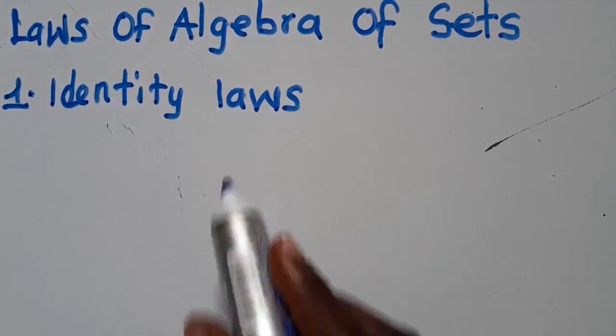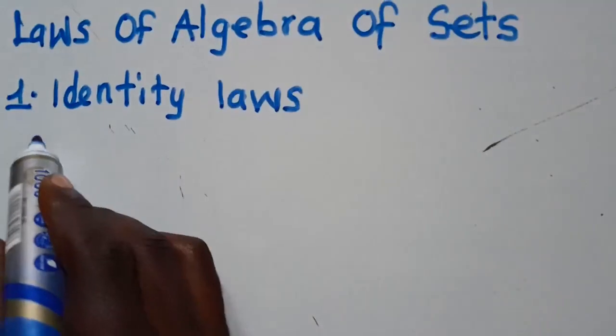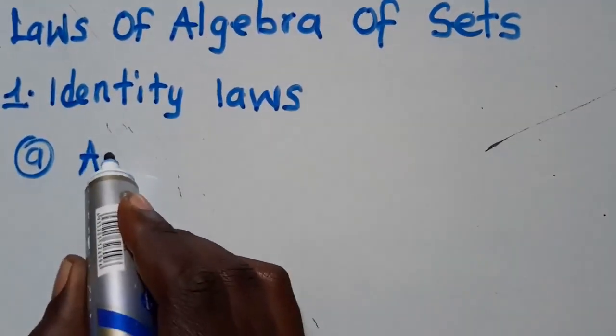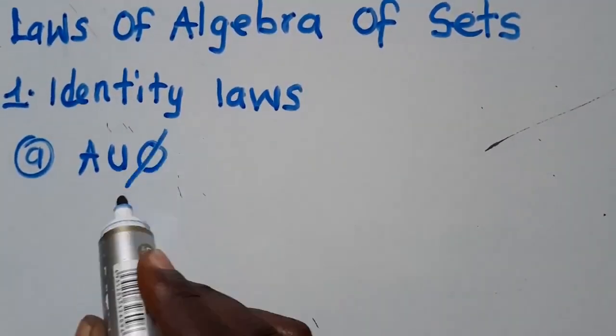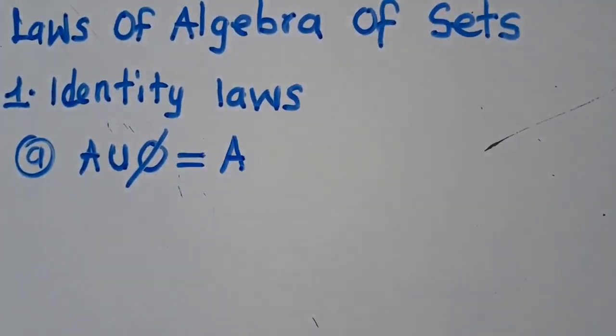Laws. So we're going to start with identity laws. The first one that you need to understand under the identity laws is that whenever you've got A union empty set, it is equal to A. This is what you need to know and understand.